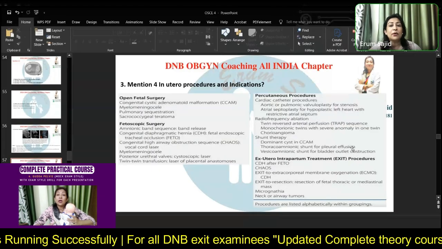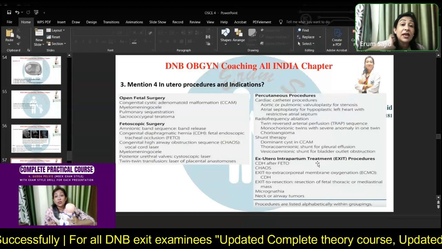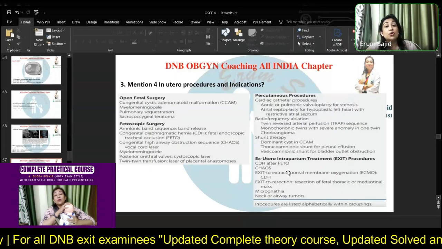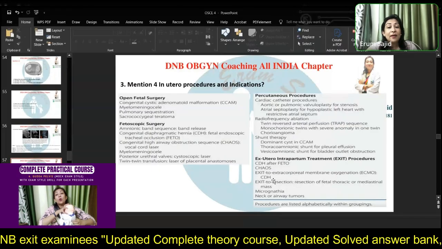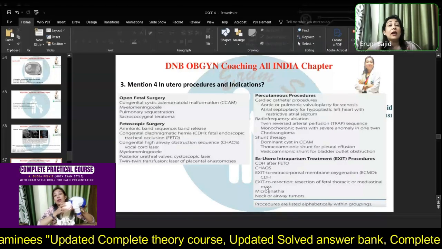Very easy to remember. They are percutaneous procedures. An EXIT procedure, an entire question has been asked in Answer Bank. So you should know that also. EXIT is mostly there in CDH or after feto.